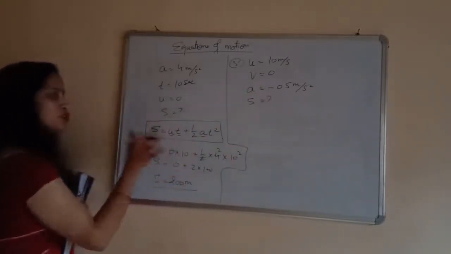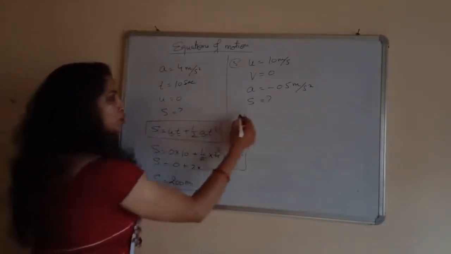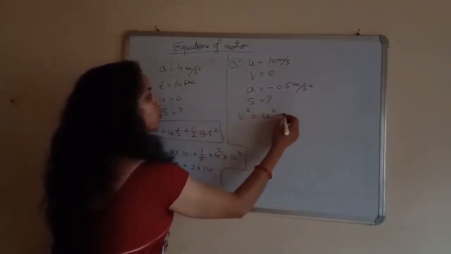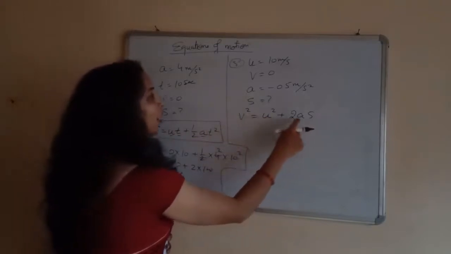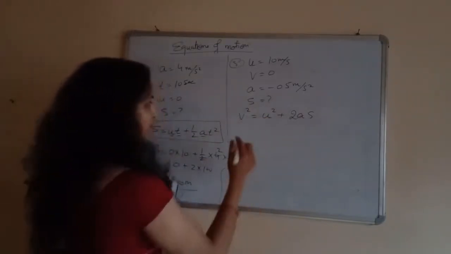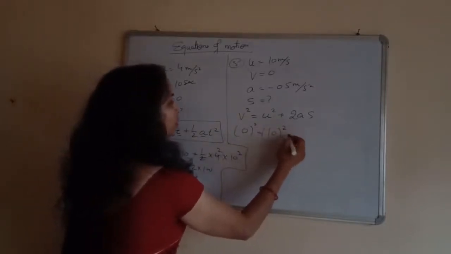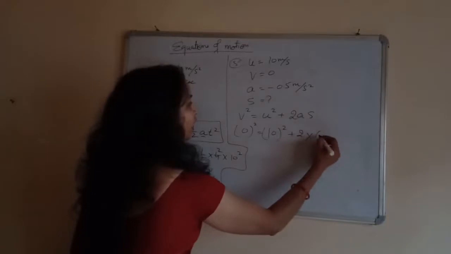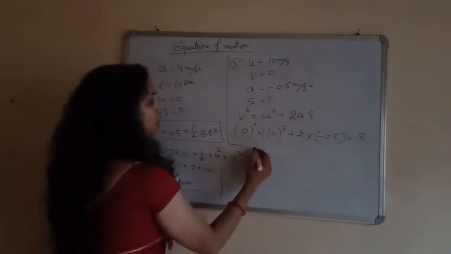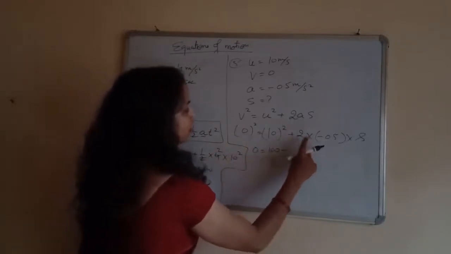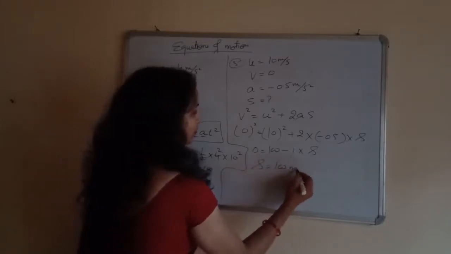Now the first equation of motion we can't use because we don't have the value of time. So we will use the third equation of motion, that is v square is equal to u square plus 2as. So we have the values v, u and a, so we can find s. V is how much? 0. 0 square is equal to u is 10 square plus 2 into acceleration we have minus 0.5, and the s we have to find. So 0 is equal to 100 minus 1 into s. So s is equal to 100 meter.